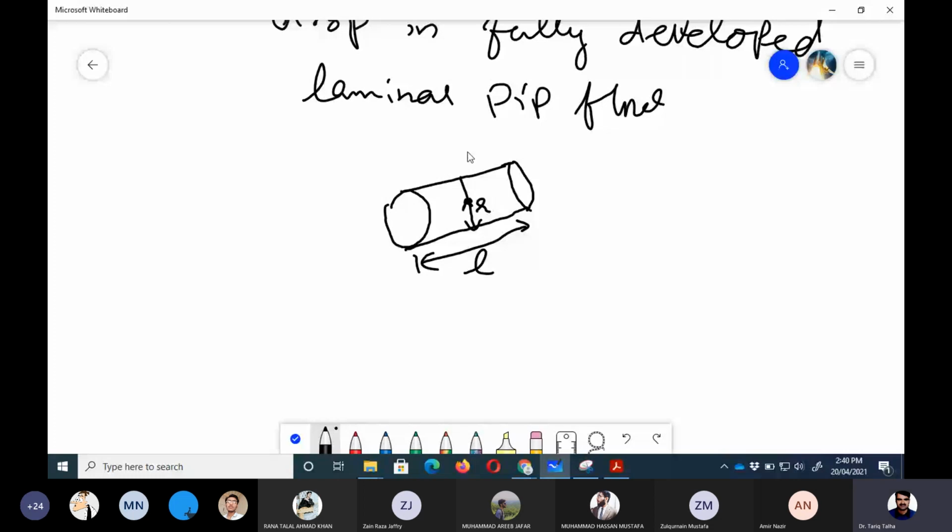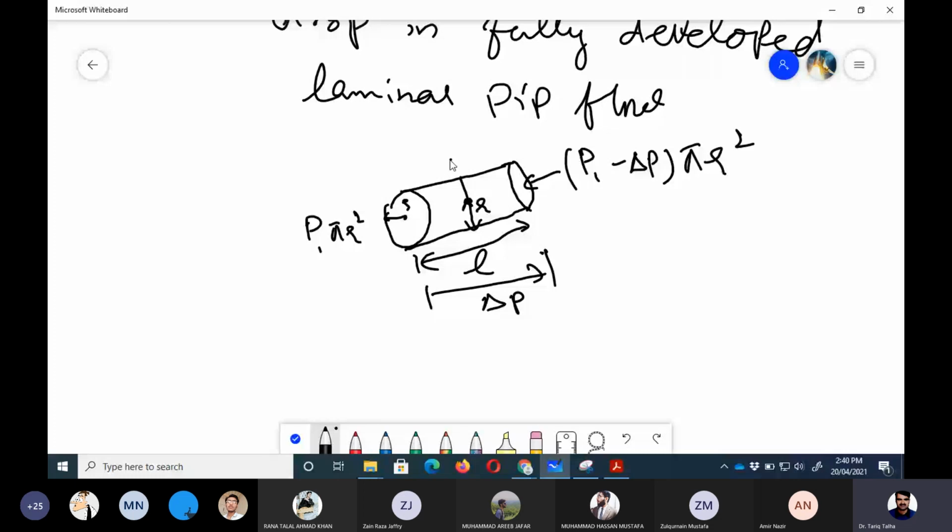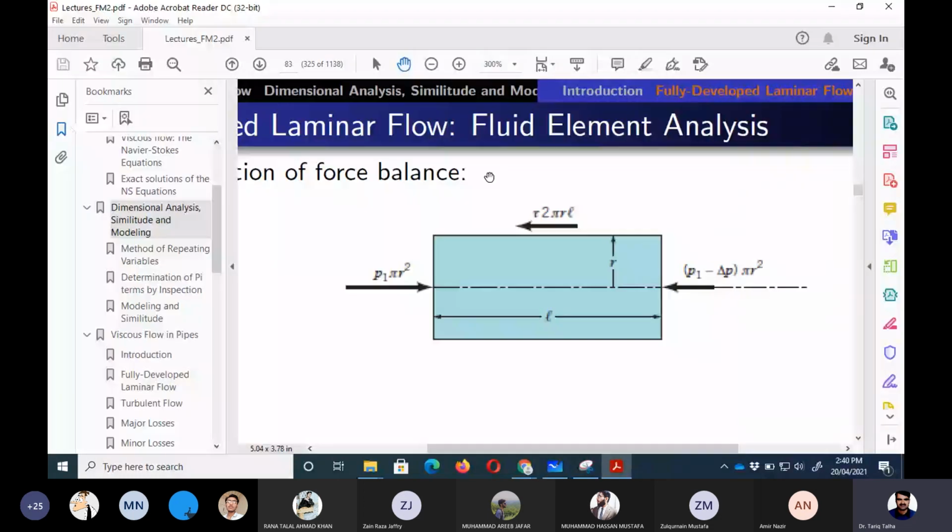Because shear stress would act on the surface, and this is r again, here it was P1 into pi r square, and here the pressure drop is delta P. Delta P is the pressure drop, so it means that the pressure here would be P1 minus delta P, into pi r square, and then the shear force is acting in this direction, tau into 2 pi r L, which is the circumference of the cylindrical element, right? So I hope that this point is clear.